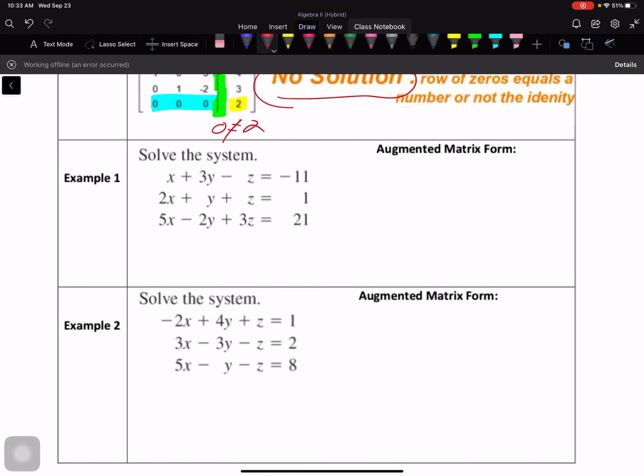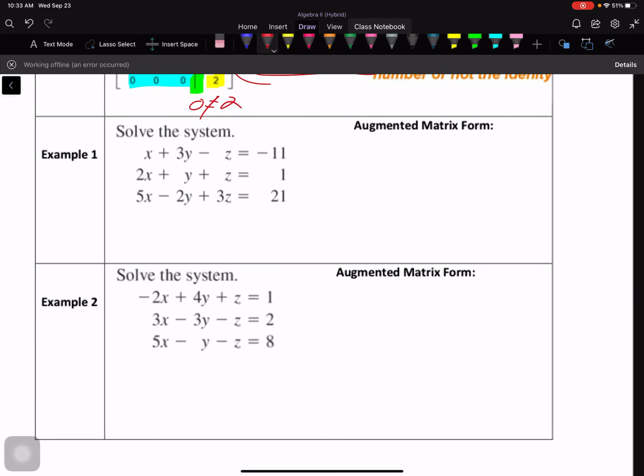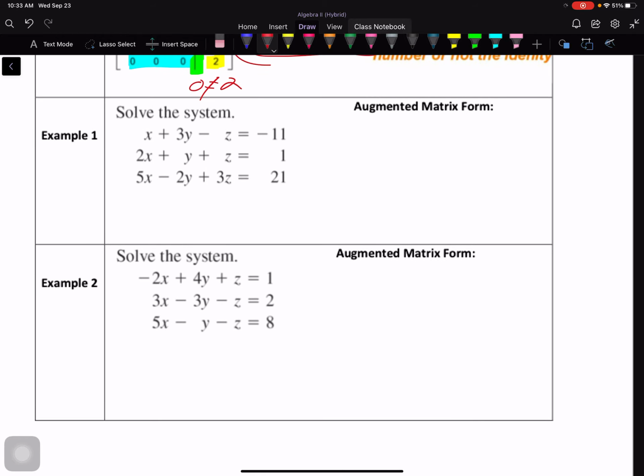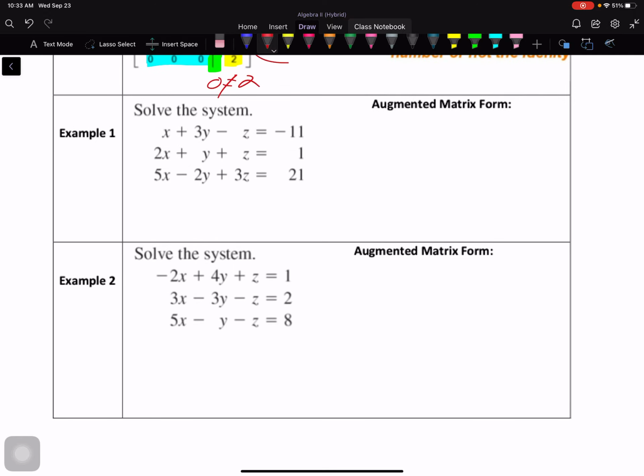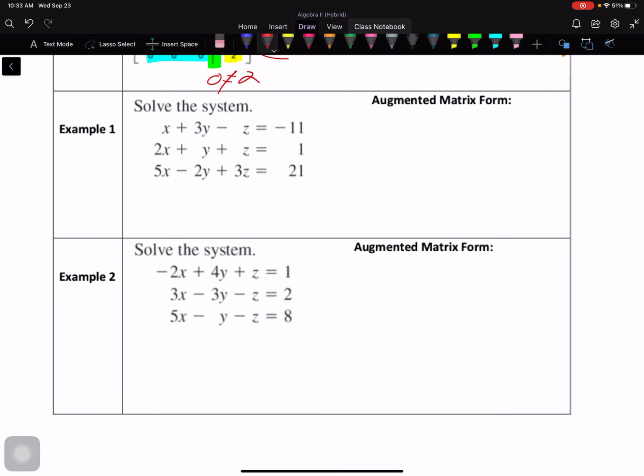Okay, so looking at an example, just a heads up, most of this is going to be done on the calculator, which we'll go over in class. When you come to class, I just want to make sure that you can set up the augmented matrix so that we can just get right into solving these together. So taking a look here, we have our system. Let's go ahead and set up our matrix.